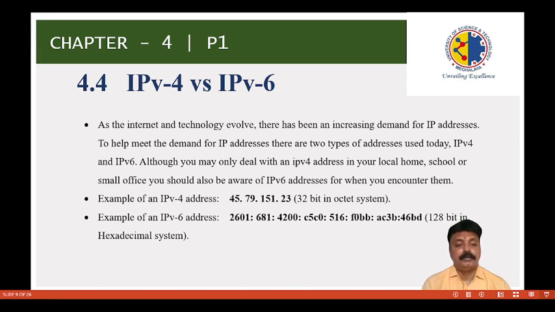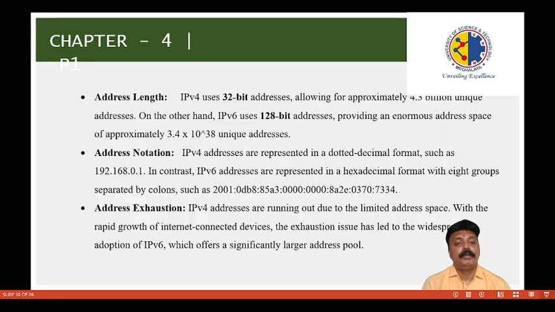So the difference is 32-bit octet system, that is IPv4, the IPv6, that is 128-bit hexadecimal system. So address length. If we are using 32-bit addresses, it is allowing approximately 4.3 billion unique addresses. On the other hand, IPv6 uses 128-bit addresses, providing approximately 3.4 times 10 to the power of 38 unique addresses.